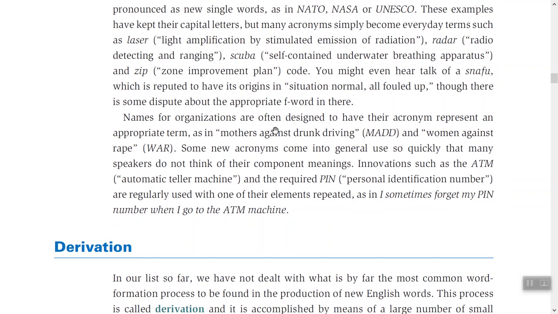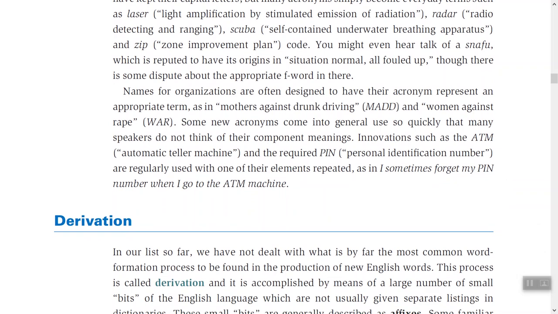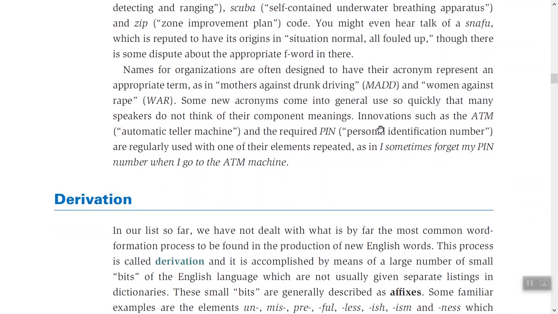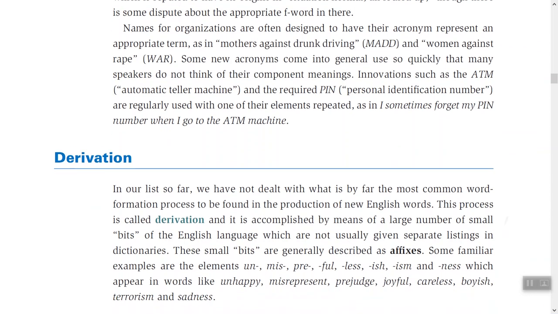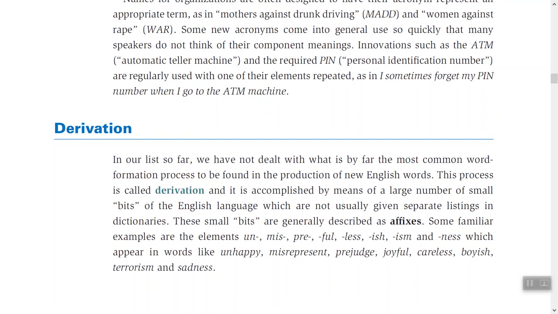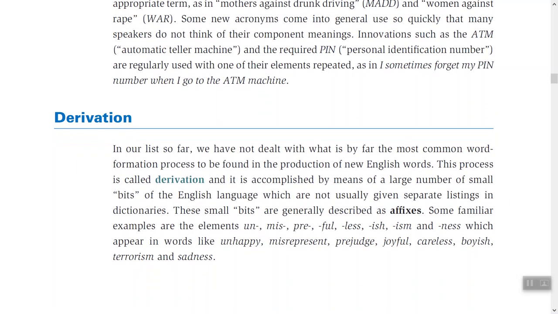Names of organizations are often designed to have their acronym. For example, Mothers Against Drunk Driving, MADD. Okay, MADD. Another example is the World Health Organization.